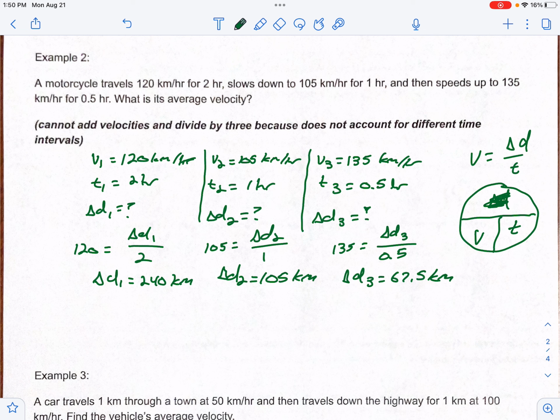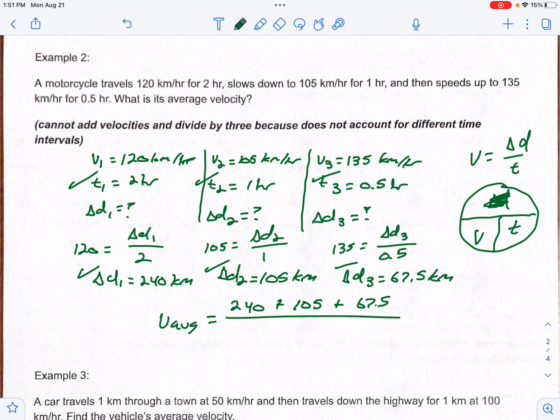Now we have times, and now we have our displacements. Now you can actually solve for our average velocity. So for our average velocity, we're going to add up all those displacements: 240 plus 105 plus 67.5. Then add up your times on bottom: 2 plus 1 plus 0.5. And we're going to get 117.86 kilometers per hour.